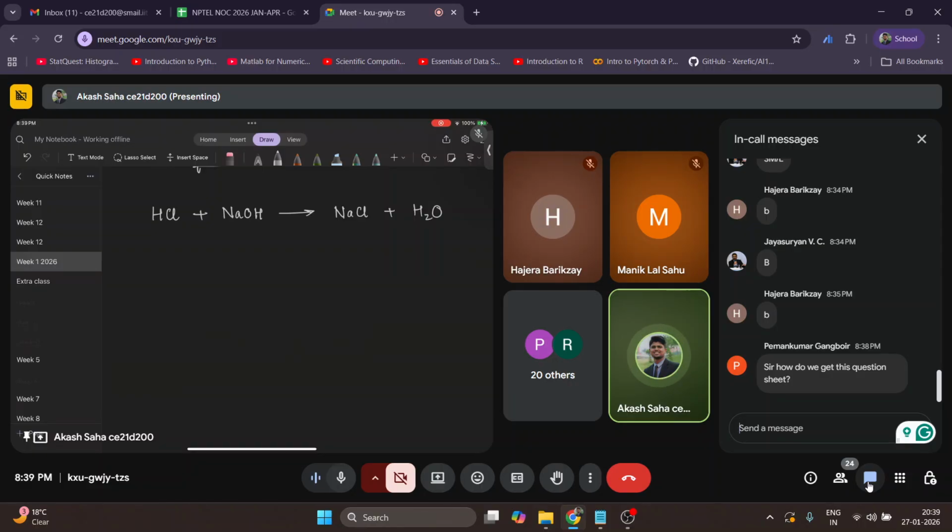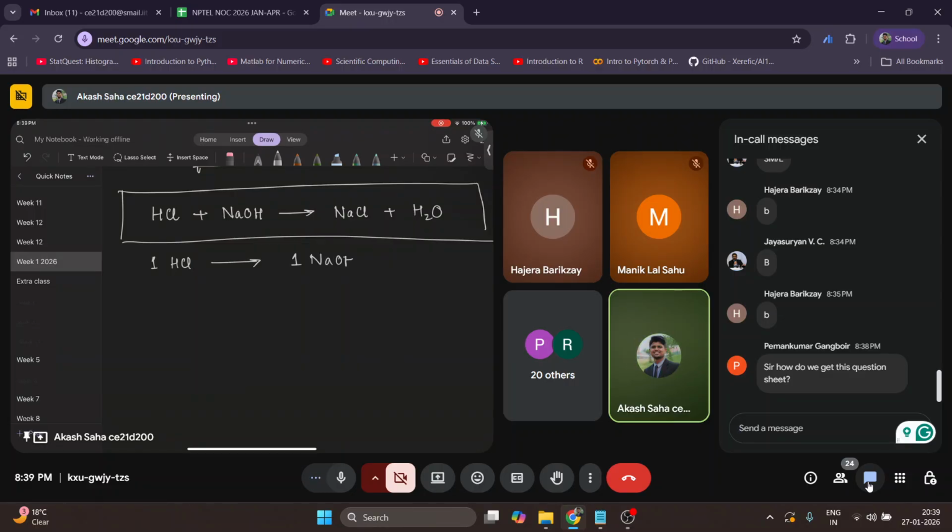Coming back to the question, in these types of questions, first write the equation and see if it is balanced or not. Here, it is all balanced. There is no point in adding any coefficients because there are two H on both sides, one O, one Cl and one Na. So it is well balanced. So we can see that 1 mole of HCl is reacting with 1 mole of NaOH, as per the equation. Now we have to find the moles.